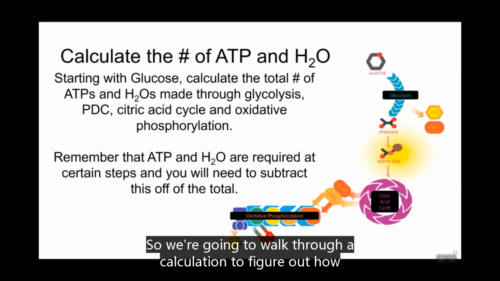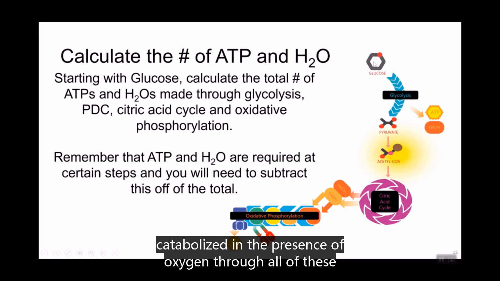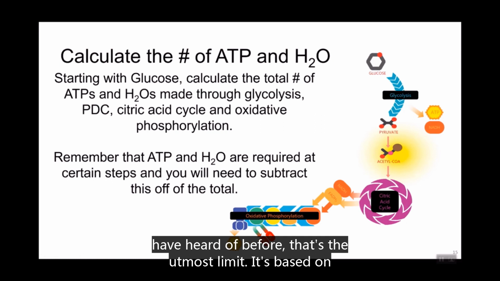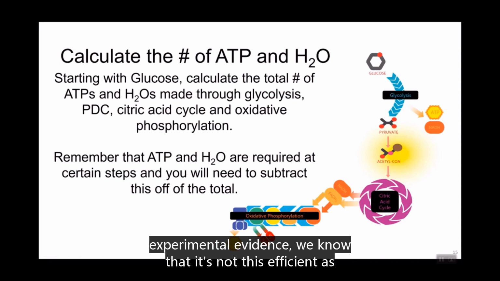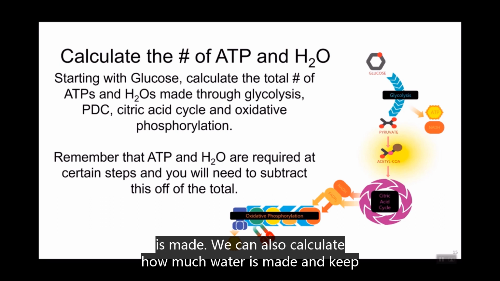So we're going to walk through a calculation to figure out how much ATP is made from a single glucose that's completely catabolized in the presence of oxygen through all of these pathways. And you'll see that it's not the 36 that you may have heard of before. That's the utmost limit. Based on experimental evidence, we know that it's not as efficient as we thought, and we can use these PO ratios to see how much ATP is made.